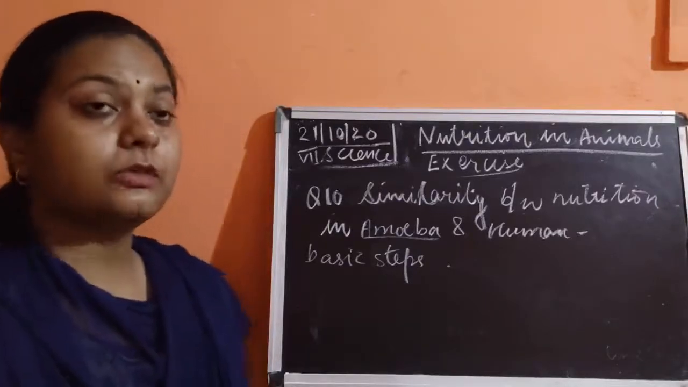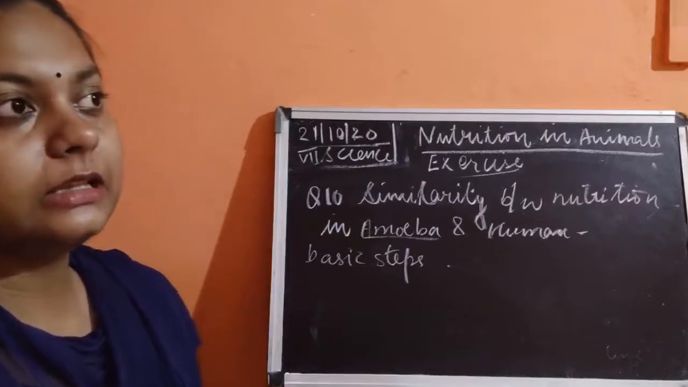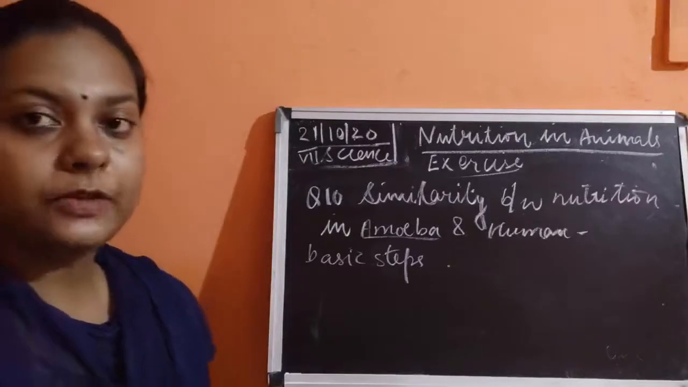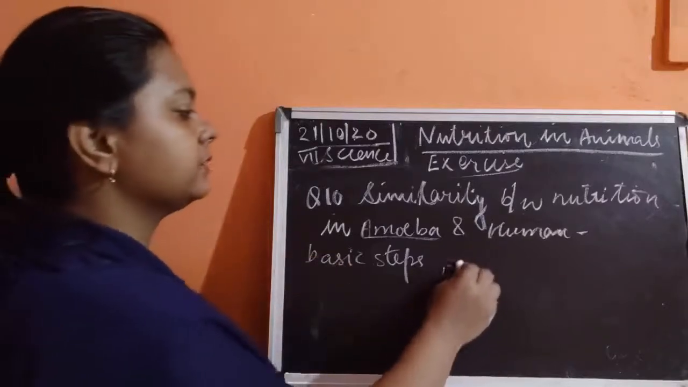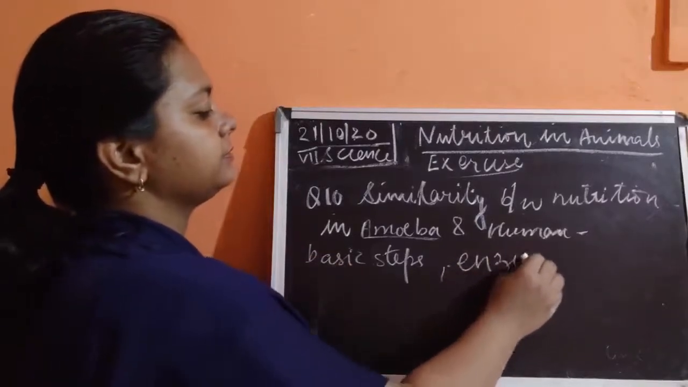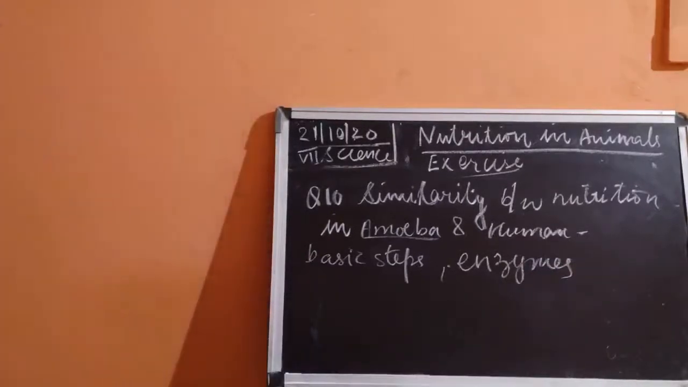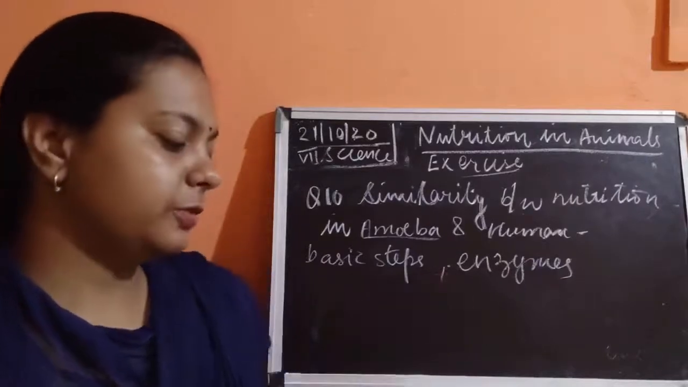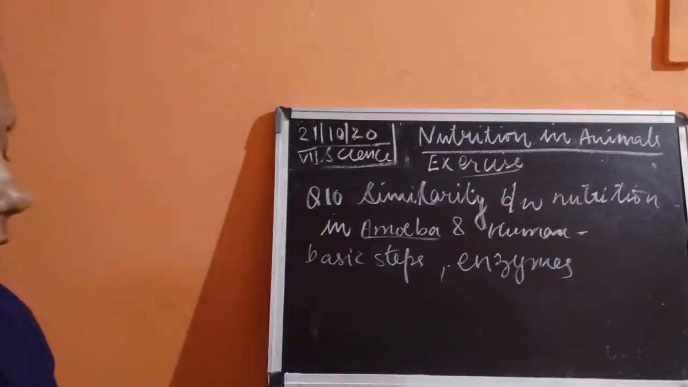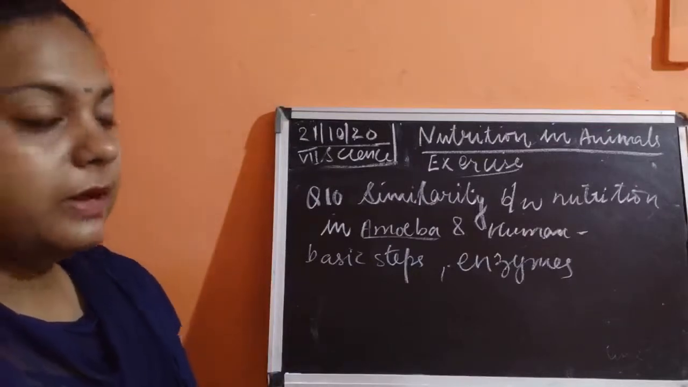human beings. Okay, so more similarities could be there, that digestion takes place with the help of the enzymes. In both the cases, enzymes are produced. Basic steps, enzymes, all are common. Some of the enzymes which are secreted in the amoeba are also common in the human beings. Now, what are the differences between the nutrition of amoeba and the human beings?